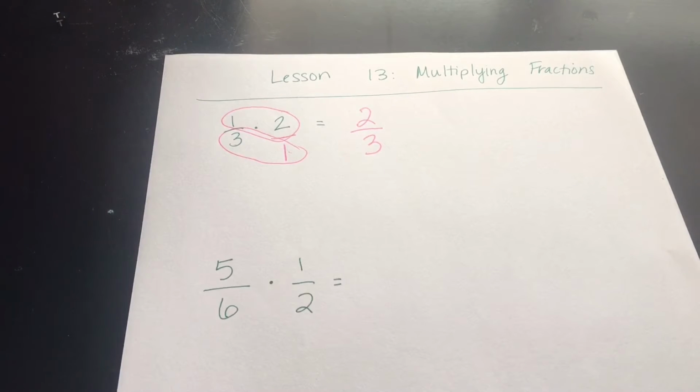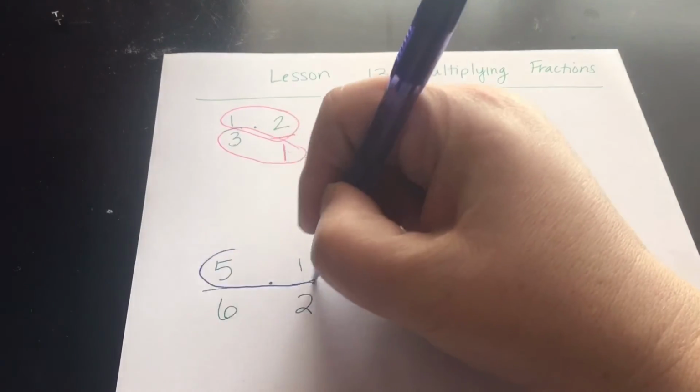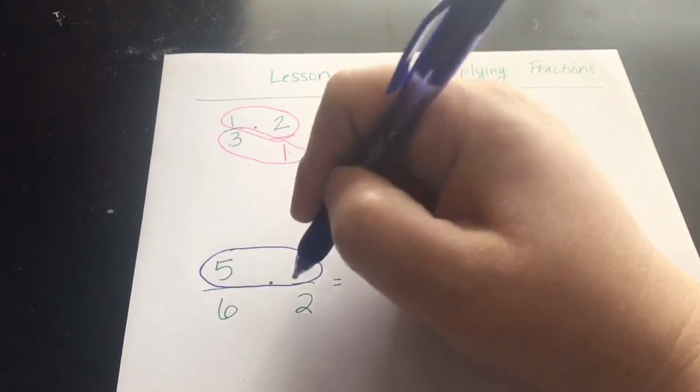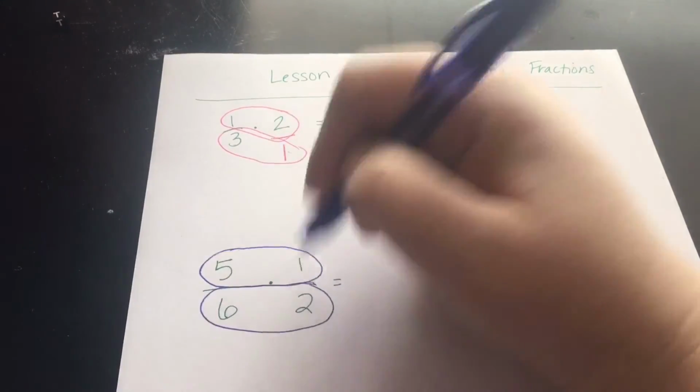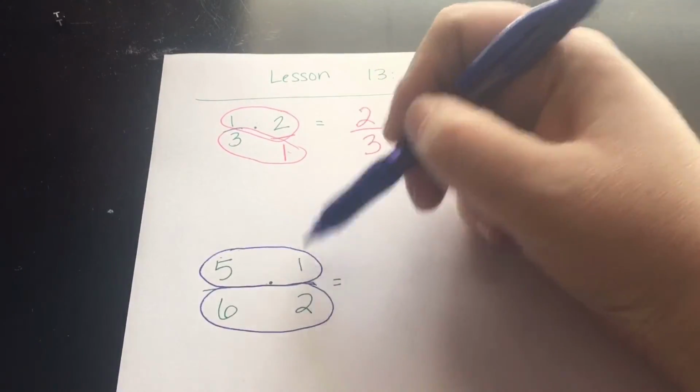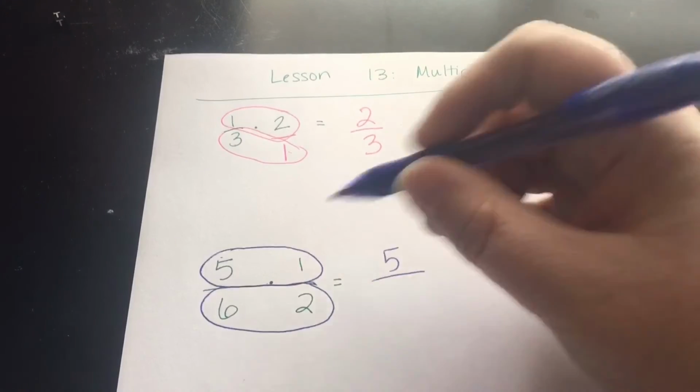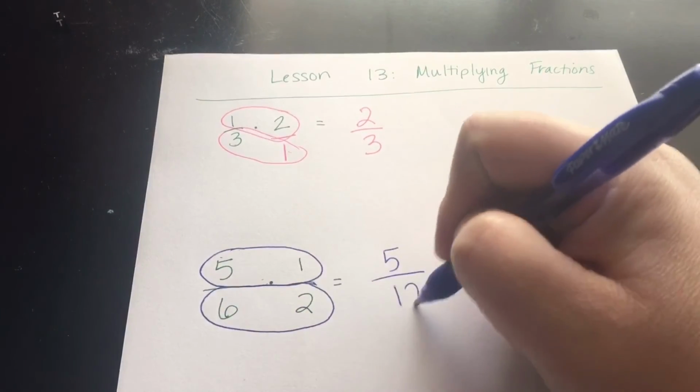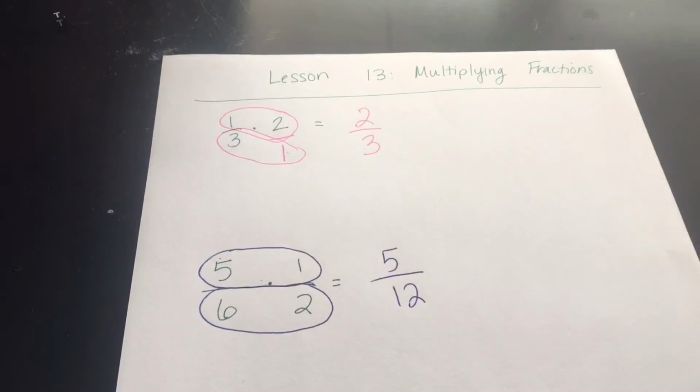Next one, this is two fractions, so I don't need to put ones under anything. I need to make sure that I multiply, not add, multiply tops and multiply bottoms. 5 times 1, 6 times 2. That's it.